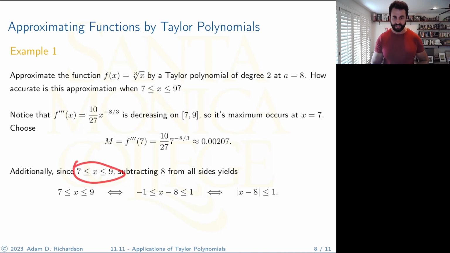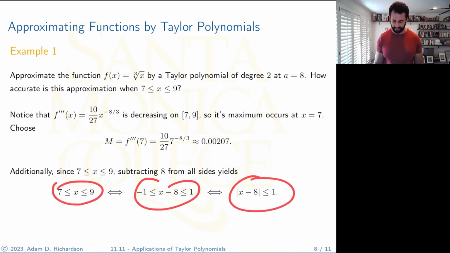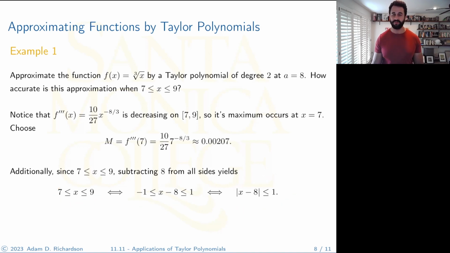Since we know that this is the interval of interest, if we subtract 8 from all sides, we get this, and that's equivalent to saying this. There you go. You can always do some kind of algebraic manipulation to get to something like this. You just have to be careful if your center is not right at the center of that interval. You'll have to pick the smaller interval that will work.